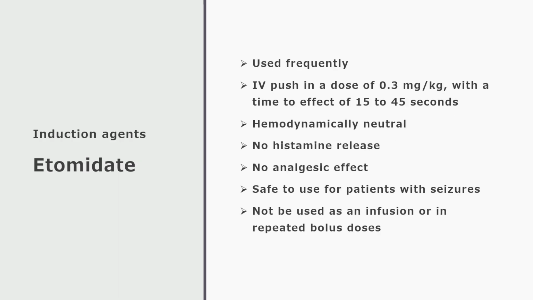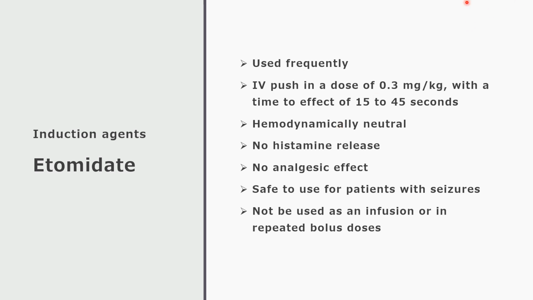Induction agents are integral to the performance of rapid sequence intubation. They provide amnesia, blunt sympathetic response, and can improve intubating conditions. Etomidate is frequently used for RSI. It is given by intravenous push or bolus in a dose of 0.3 mg per kg with a time to effect of 15 to 45 seconds and a duration of action of 3 to 12 minutes. It is hemodynamically neutral and does not stimulate histamine release.